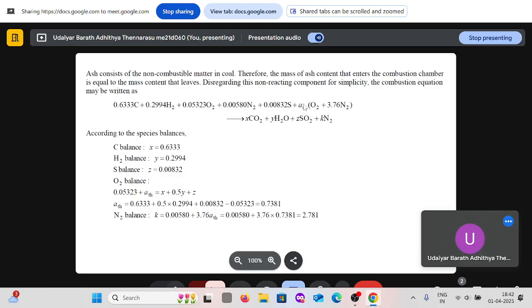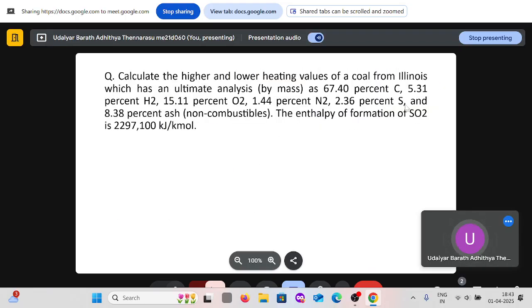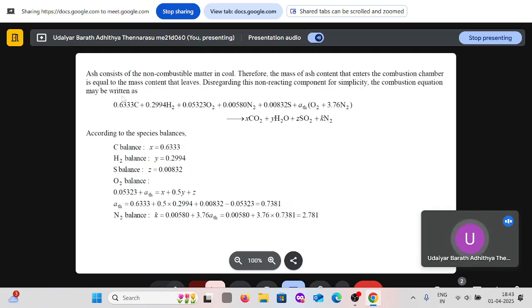Then that is reacted with A for complete combustion, theoretical air, 100% theoretical air. So A into O2 plus 3.76 nitrogen to form X moles of CO2 and Y moles of water plus Z moles of SO2 plus K moles of nitrogen. Here they said some quantity of ash is present. Since that is not taking part in combustion, we are neglecting it, because whatever mass is coming in will go out. So we are neglecting that part for simplicity here.